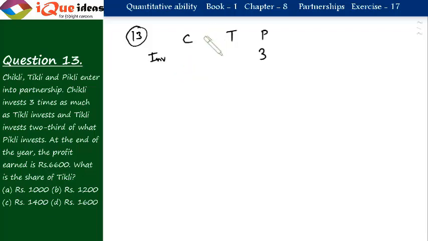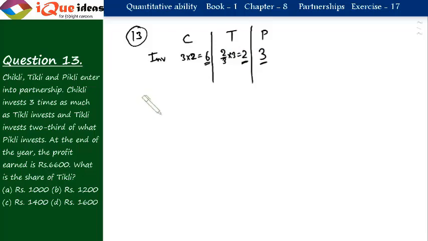So the investment of Tikli would be 2/3 of 3, so that comes out to be 2 rupees. And then Chikli has to invest 3 times of Tikli. Now Tikli's investment is 2 rupees, so Chikli's investment would be 3 into 2, that is 6 rupees. So now we have the investments 6 rupees, 2 rupees and 3 rupees.